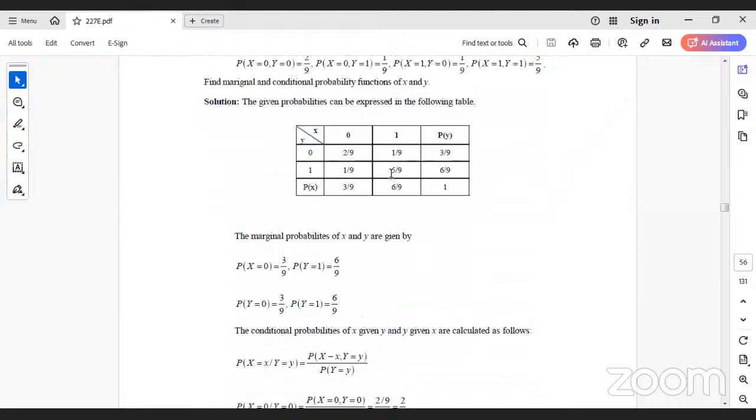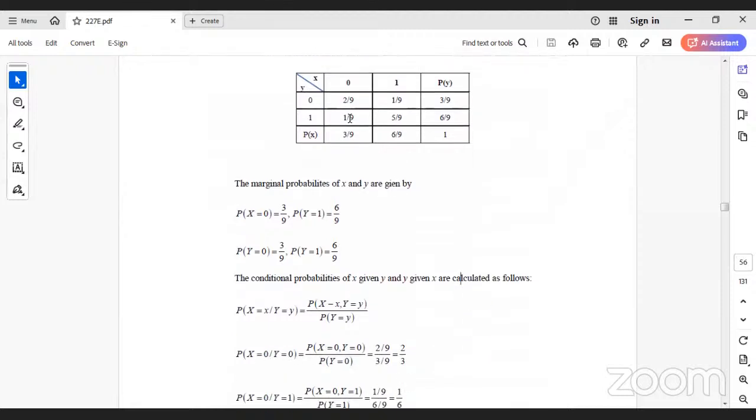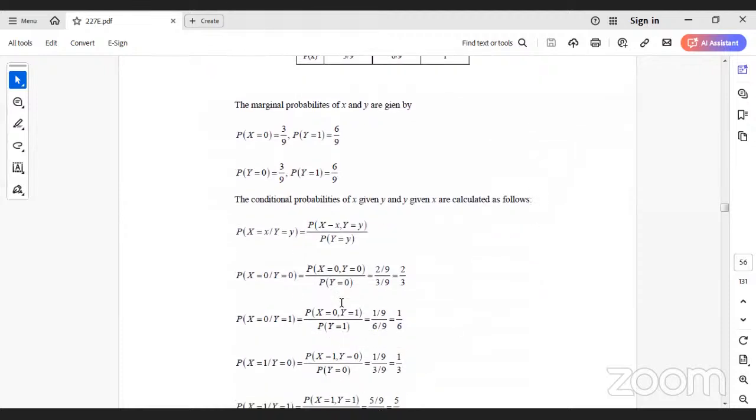Then x is equal to 0, y is equal to 1. For x is equal to 0, that is 1 by 9 and 6 by 9. The 9s get cancelled here, giving 1 by 6. So the x is equal to 0 case is over.